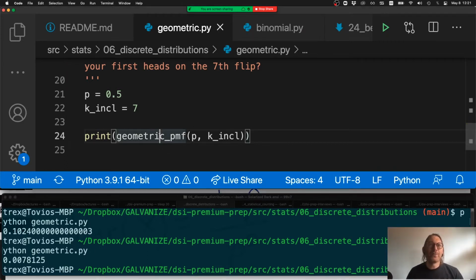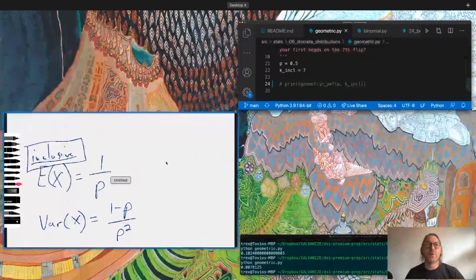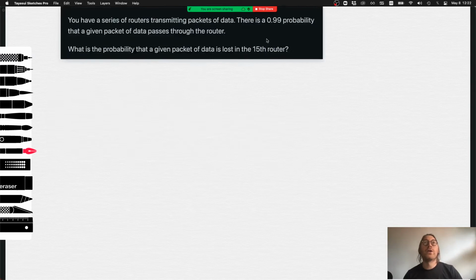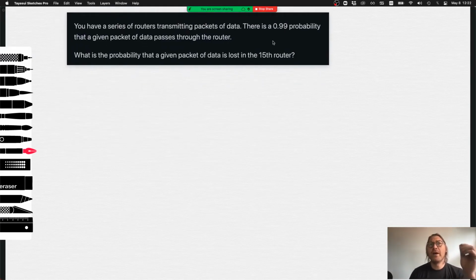So let's think about a more realistic scenario, since we're not going to be sitting around flipping coins all the time. Let's say you have a series of routers transmitting packets of data. There is a 0.99 probability that a given packet of data passes through a given router. What is the probability that a given packet of data is lost in the 15th router?